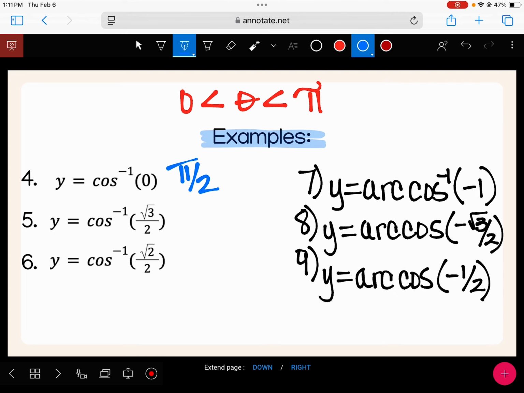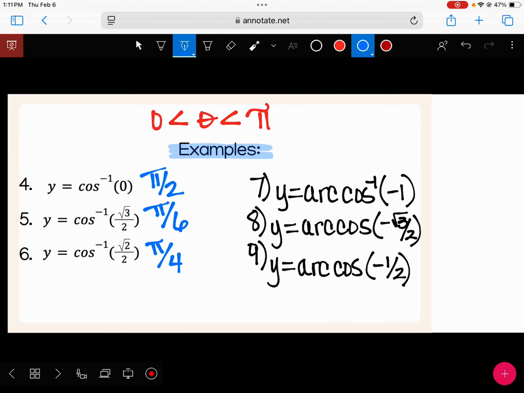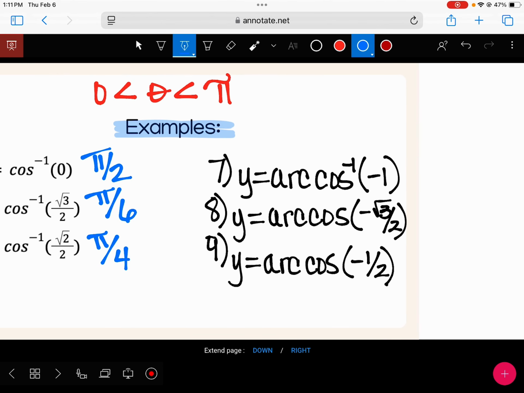So where is cosine positive root 3 over 2? So Sanaya, what would you pick? Pi over 6. Who agrees? All right. Where is cosine root 2 over 2? Augustine, what would you pick? Pi over 4. Now let's go to quadrant 2. Where is cosine negative 1? Anna. Pi.